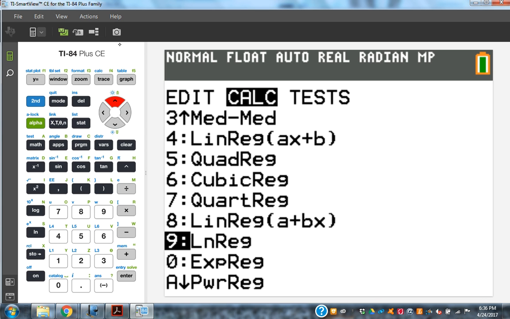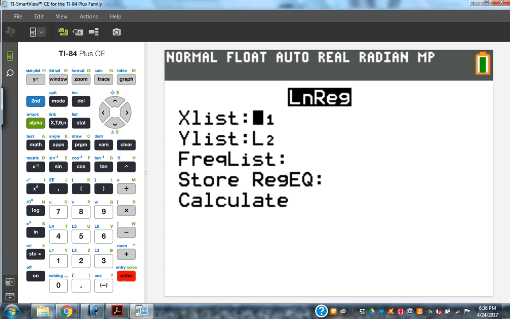If they'd said do a quadratic regression, we'd do number 5, the quad regression. If they said do a linear regression, we do number 4, the linear regression. They said do a logarithmic, so that's ln. Remember, that's natural log, so that's why we're using that. Okay, so natural log regression, XList, this should be the way yours is already set up. Shouldn't have to change anything there. And then we want to calculate that. So press down, calculate.